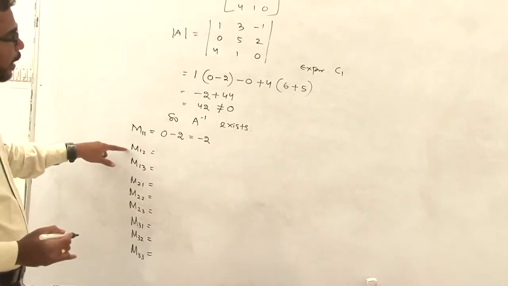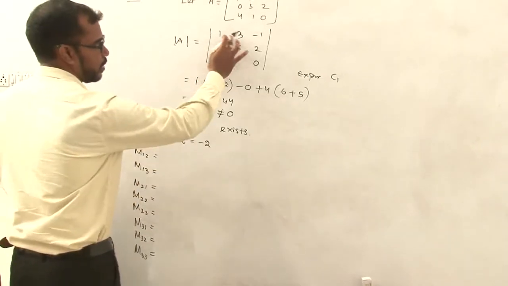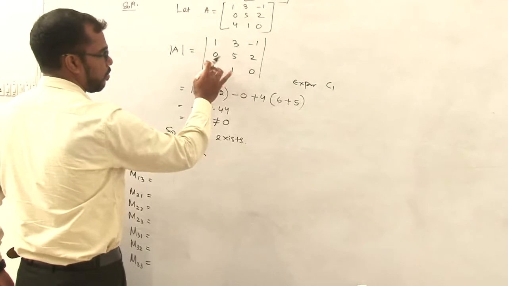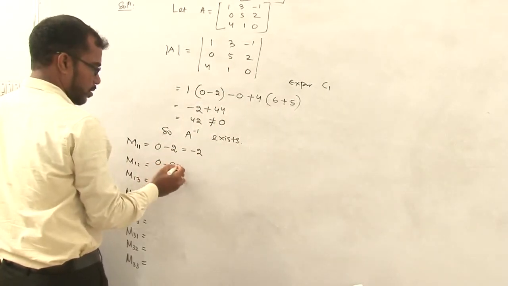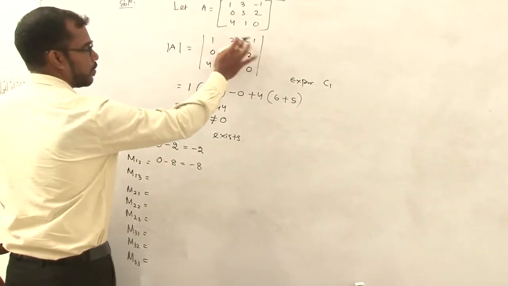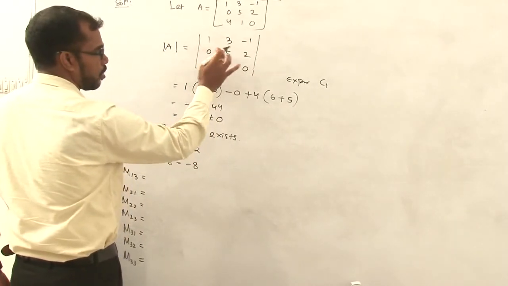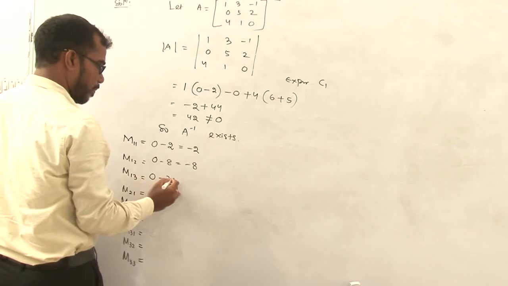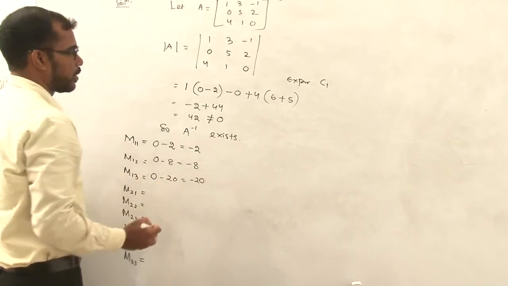Next is M12. M12 means 3. If we delete this element, 0 minus 8. So you get minus 8. M13, that means this value. If we delete it, then 0 minus 20. So we get minus 20.